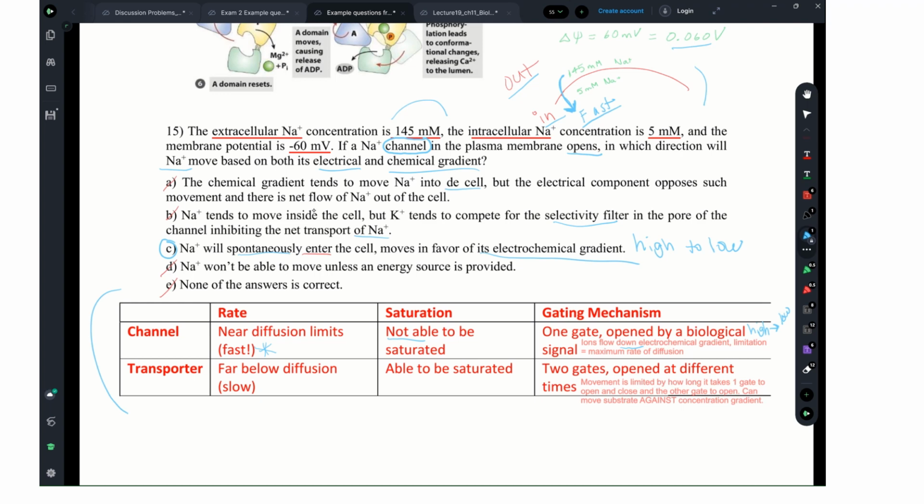They're talking about the sodium-potassium pump. Okay, so now D. Sodium won't be able to move unless an energy source is provided. So no, when you have a channel, things just naturally move from high to low concentration. You don't need energy. E, none of the answers is correct. So no, C is correct. Okay.